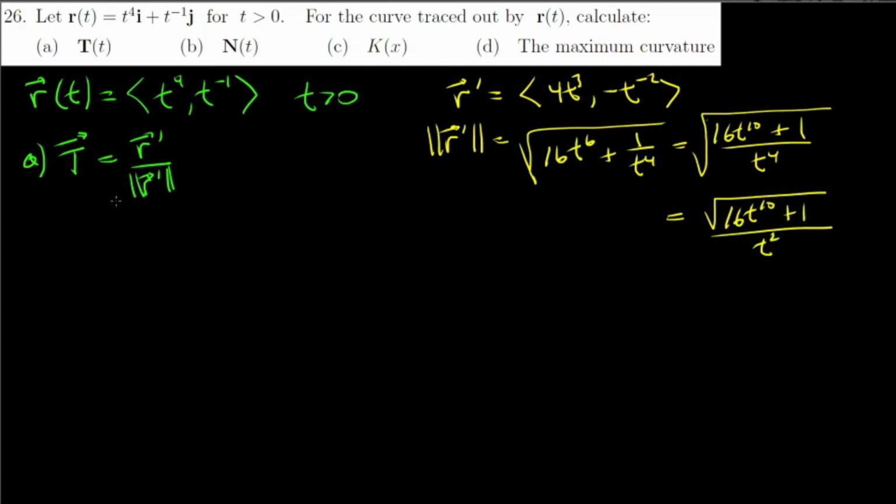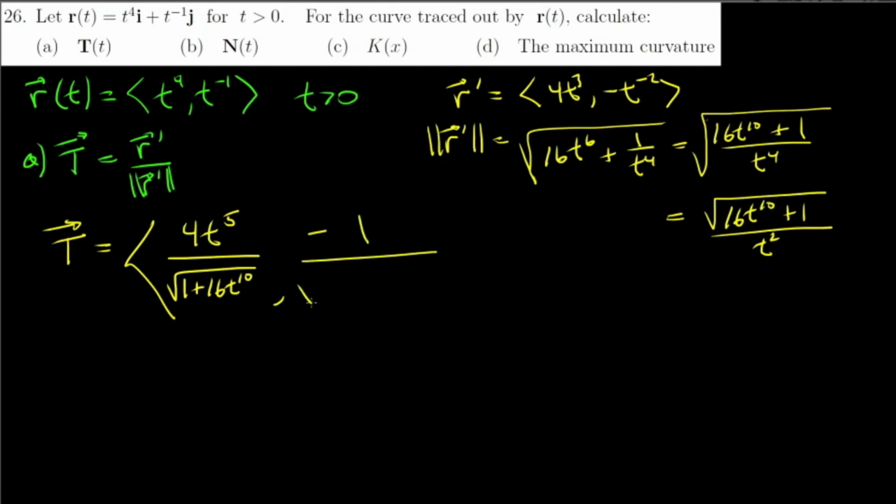Right? So when you divide or multiply by the reciprocal, what do we get here? We're going to get 4t to the 5th over the square root of 1 plus 16t to the 10th. And then the other component will be, let's see, negative t to the negative 2 times t squared, which is just negative 1 over the square root of 1 plus 16t to the 10th.